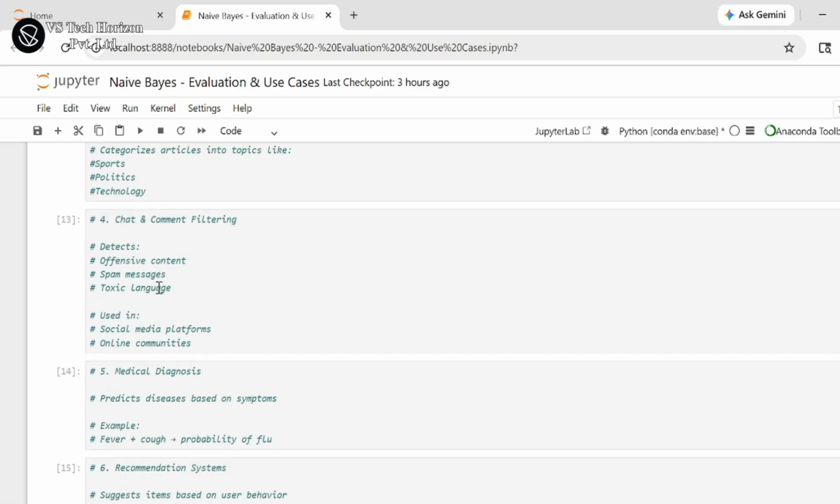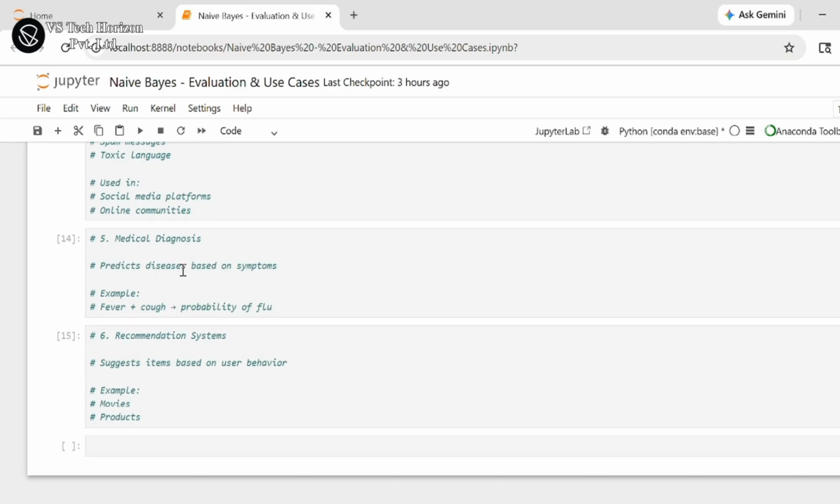Next use case is chat and comment filtering, where naive-Bayes helps in filtering spam or offensive messages in chats and online platforms. This ensures a safe and more moderated digital environment on various platforms, regarding social media or any other online communities.